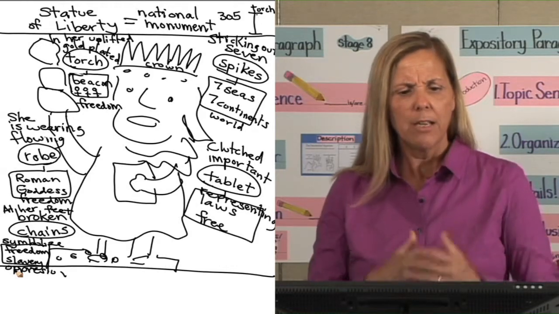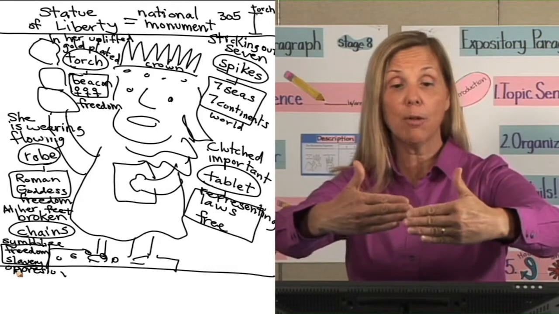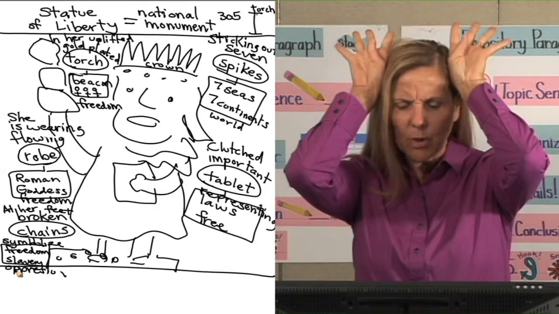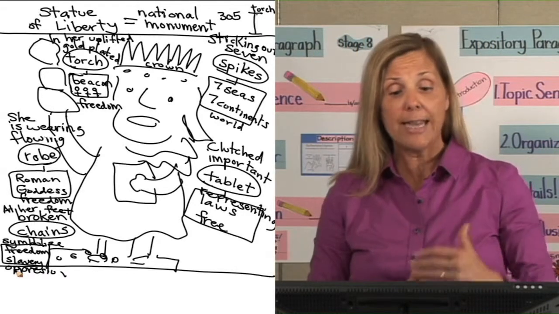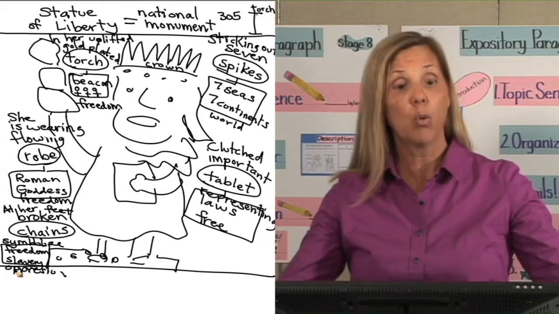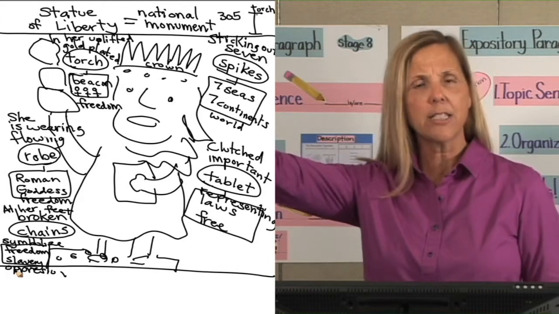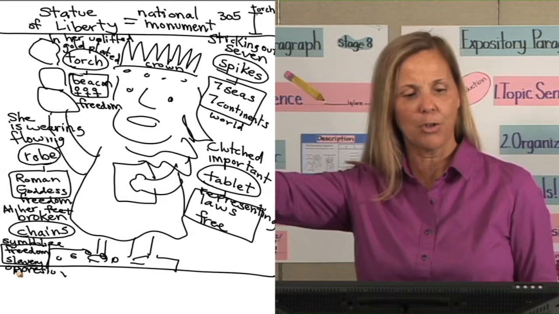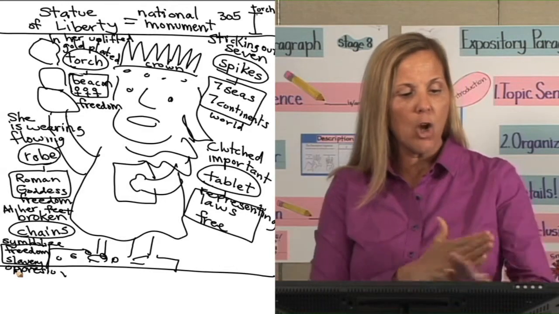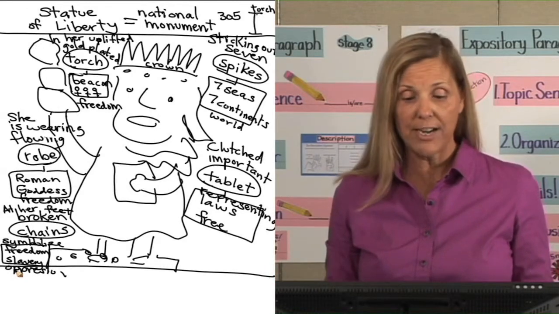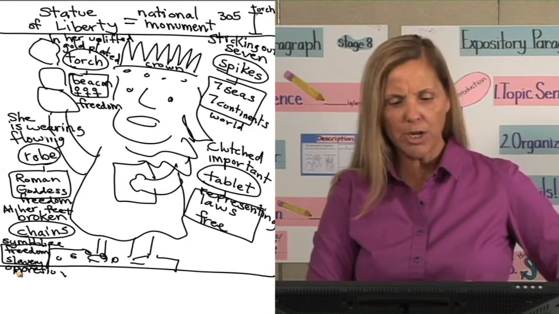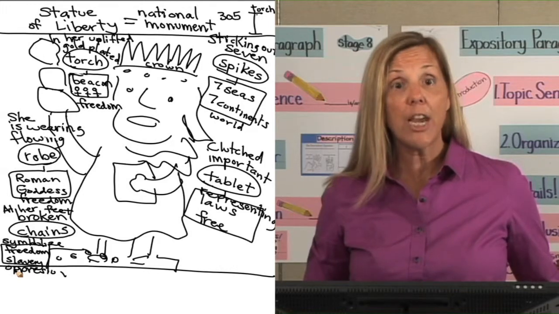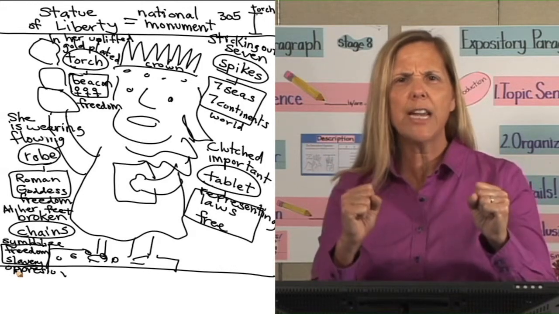Start. The Statue of Liberty is a national monument that stands 305 feet from its base to the top of its torch. Sticking out from its crown are 7 spikes that represent the 7 seas and 7 continents of the world. In her uplifted hand is a gold-plated torch, serving as a beacon of freedom to all the people of the world. She is wearing a flowing robe because she is the Roman goddess of freedom. Clutched in her left hand is an important tablet representing the laws of a free country. At her feet are broken chains, symbolizing freedom from slavery and oppression.